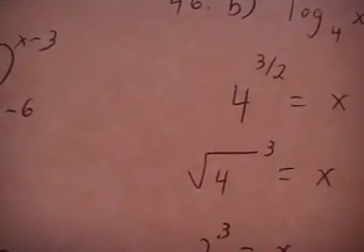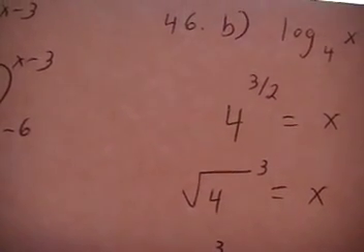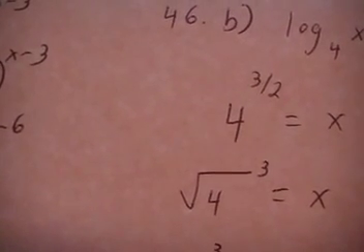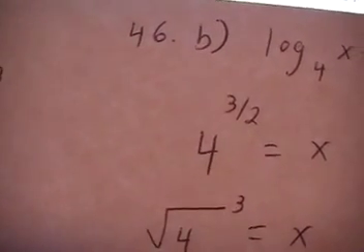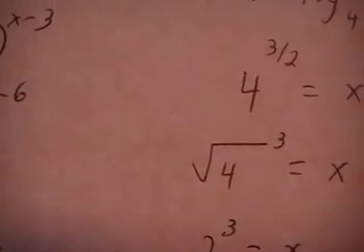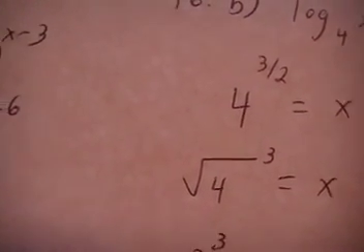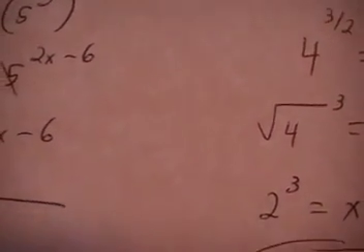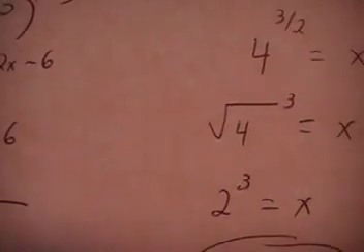3/2 is a fractional exponent, and that turns it into a radical. The 3 is still an exponent, but the divided by 2, that turns it into a square root. And you can do it either way, but I like to do the root first to make the answer smaller. The square root of 4 is 2, and then do 2 to the 3rd power and get 8.